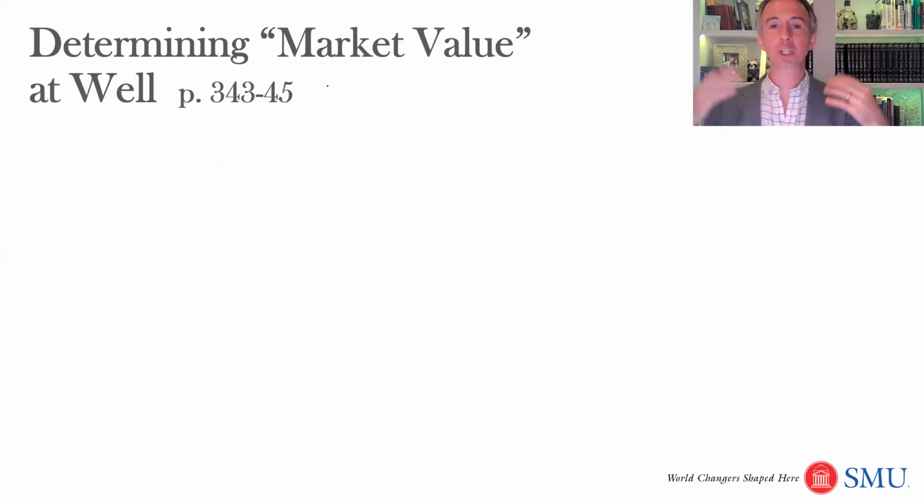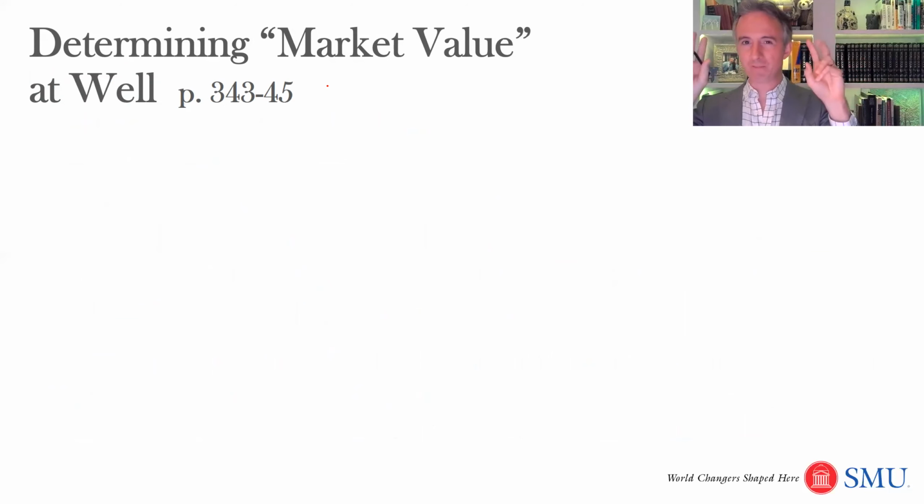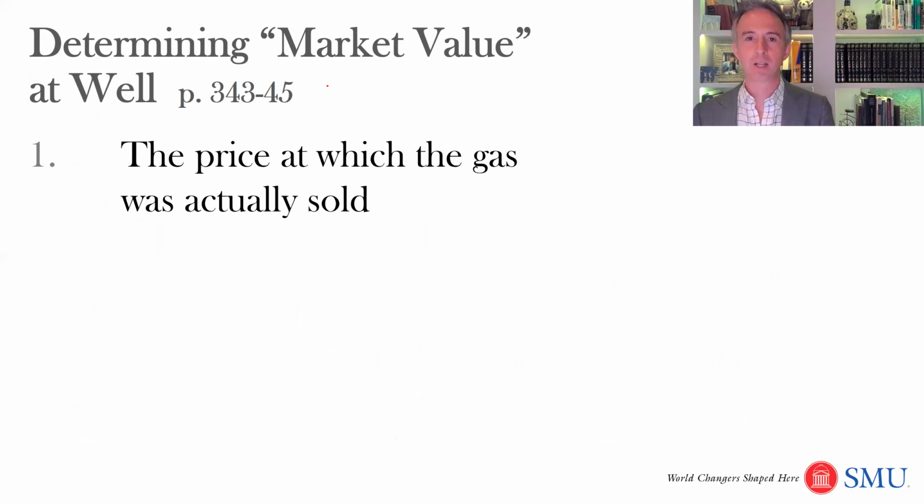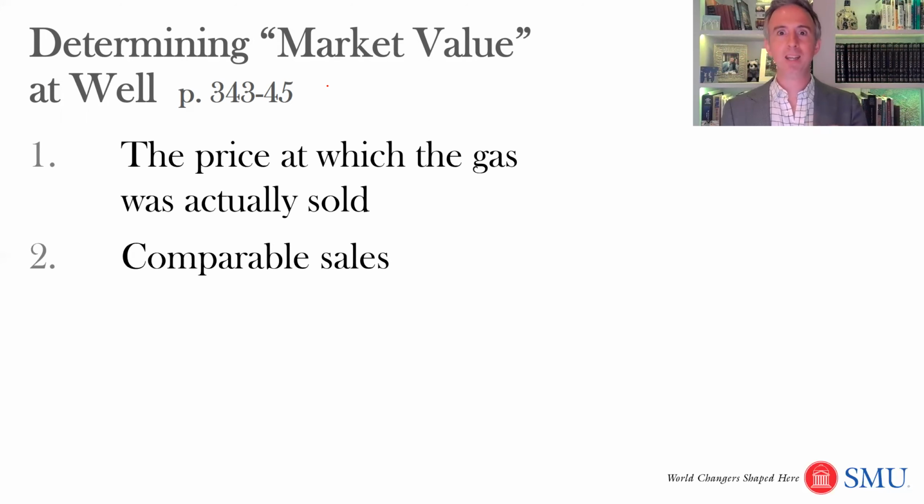So how do you actually determine what the market value of gas is at the well? Well, the easiest way to do that would be the price at which the gas was actually sold. So if you don't have a long-term contract, you could say, look, that's what we were selling it for that week because that's what it was worth that week. That's going to be pretty good evidence of what the market value is at the well. But if it's under a long-term contract and you don't have an instantaneous sale or a sale right at that time period, prices fluctuate.